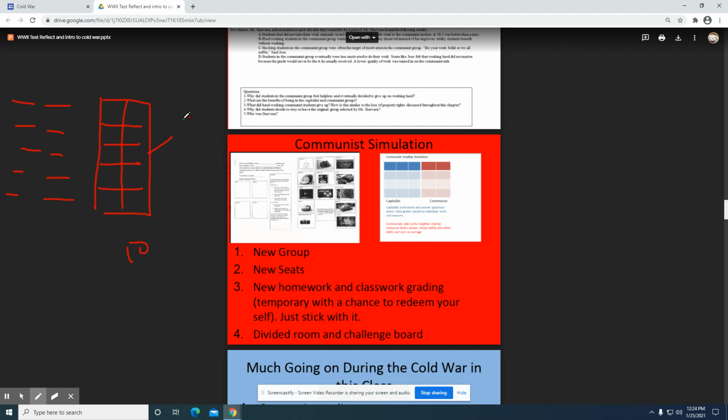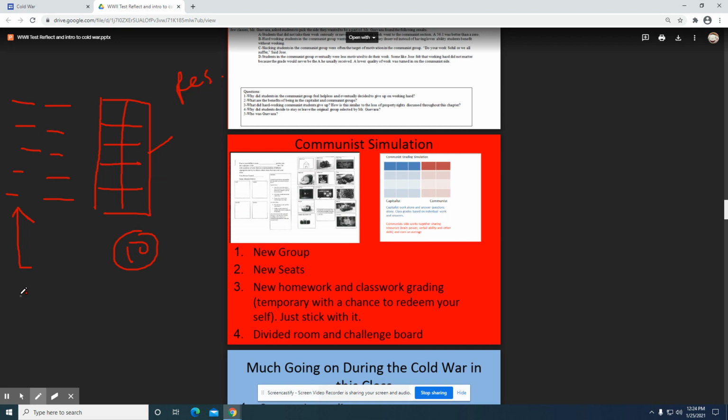The communists can use all of their collective factors of production or their resources, meaning their ability to participate, their ability to know the material, understanding of history, ability to read, all of that stuff. They are going to work together to answer a series of questions. However, since there's 10, they will only get an average. So whatever their average is going to be their particular grade. Whereas on the individual side, whatever you get, you get.